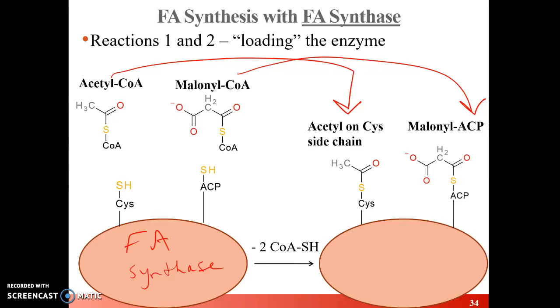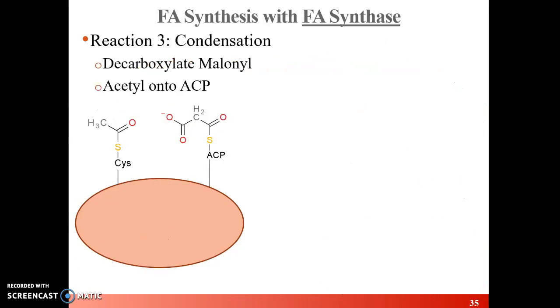The blob is, once again, the fatty acid synthase enzyme. Both of those are there. Now we can do chemistry between the 2 of them to grow our fatty acid chain. Okay? So that's steps 1 and 2, and I just call it loading the enzyme. We get malonyl on the enzyme. We get acetyl on the enzyme. Now I won't make you draw this, but you will have to recognize them.